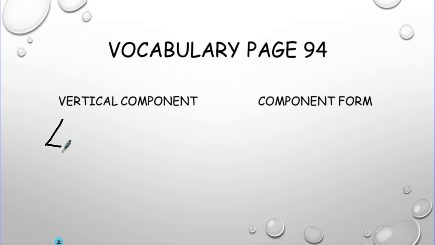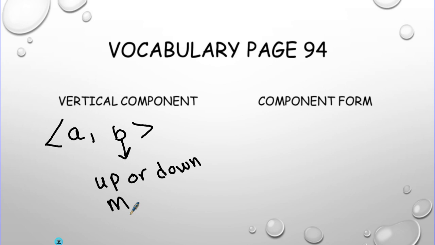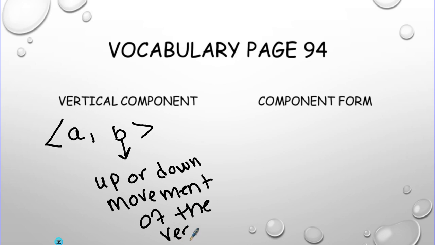Next is the vertical component. That would be the second number, which is the up or down movement of the vector. Okay. And component form is just the A, B, with the vertical component and the horizontal component put together. And make sure you put these brackets like this. It almost looks like a less than and a greater than sign. Okay, let's keep going.